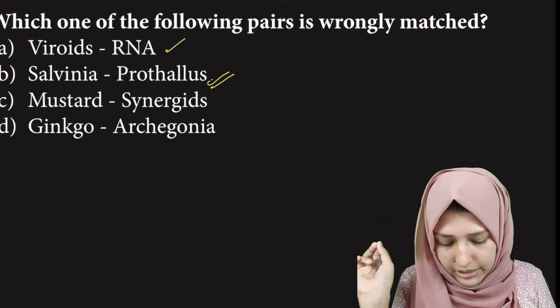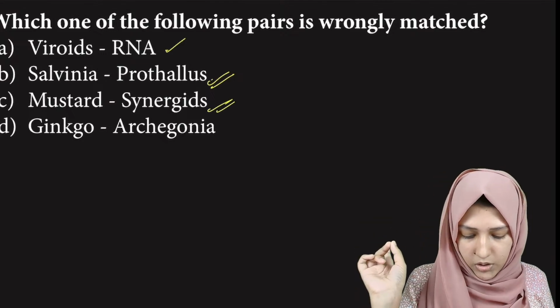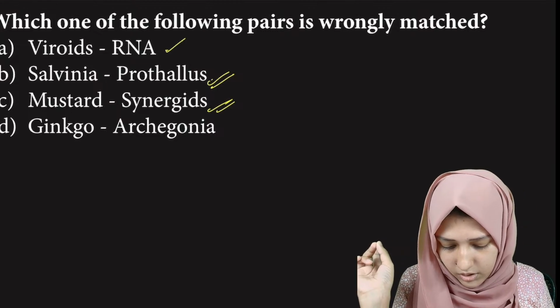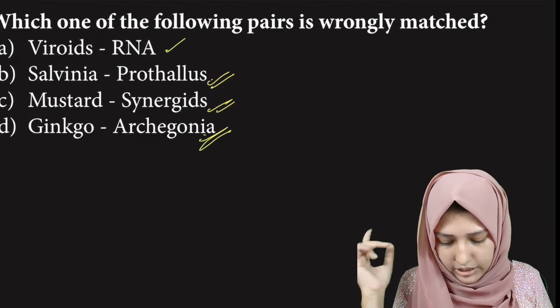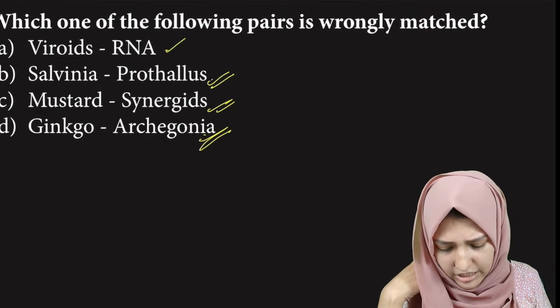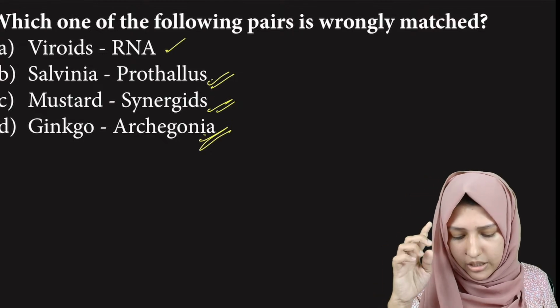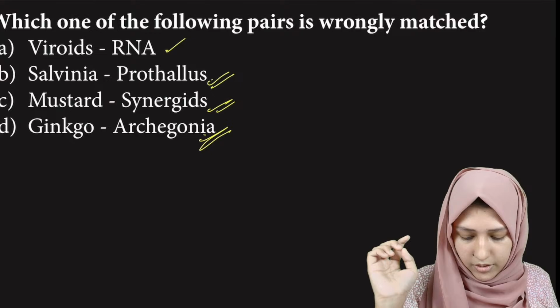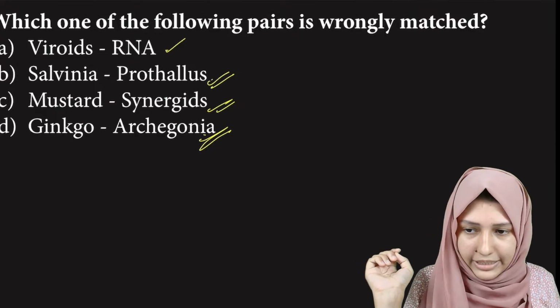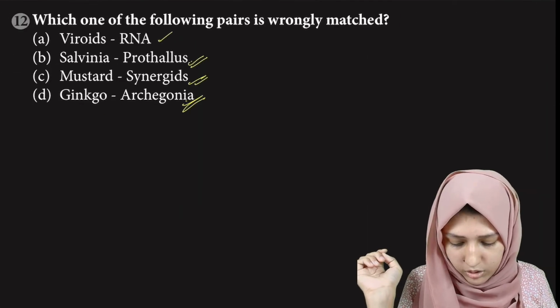Clear? Mustard has synergids. Okay, and Ginkgo has archegonia. Selaginella and Salvinia have prothallus. Okay, we will see this question again. The question number is 12.